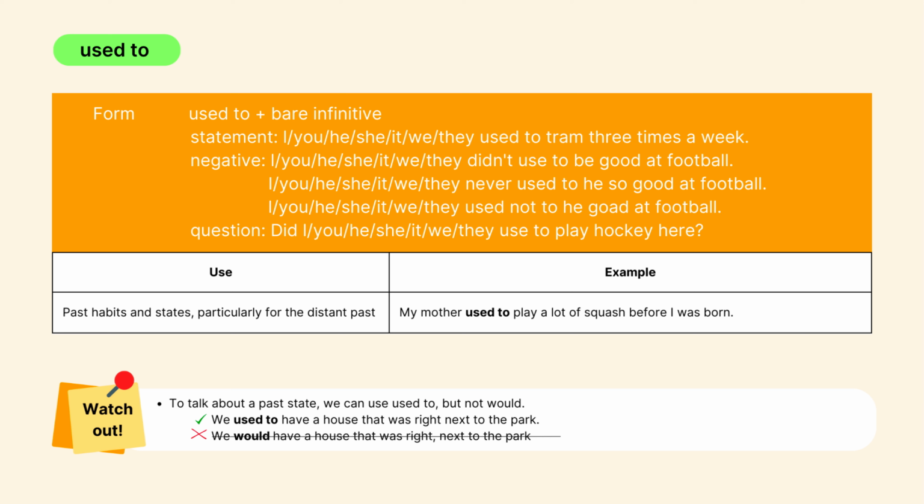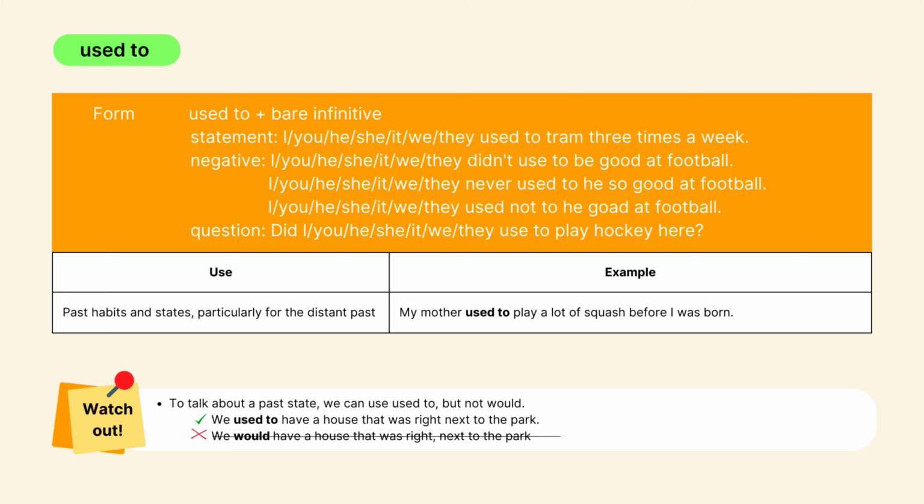Used to. Form: used to, bare infinitive. Statement: I, you, he, she, it, we, they used to train 3 times a week. Negative: I, you, he, she, it, we, they didn't used to be good at football; I, you, he, she, it, we, they never used to be so good at football; I, you, he, she, it, we, they used not to be good at football. Question: did I, you, he, she, it, we, they used to play hockey here?